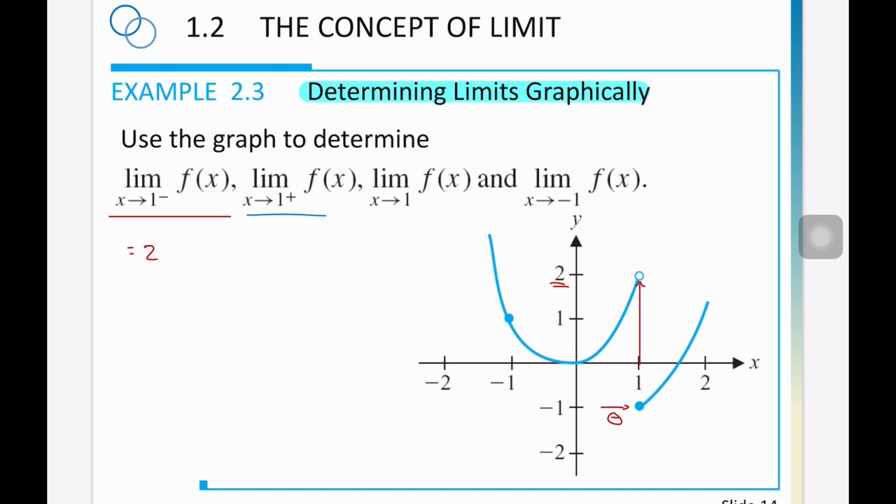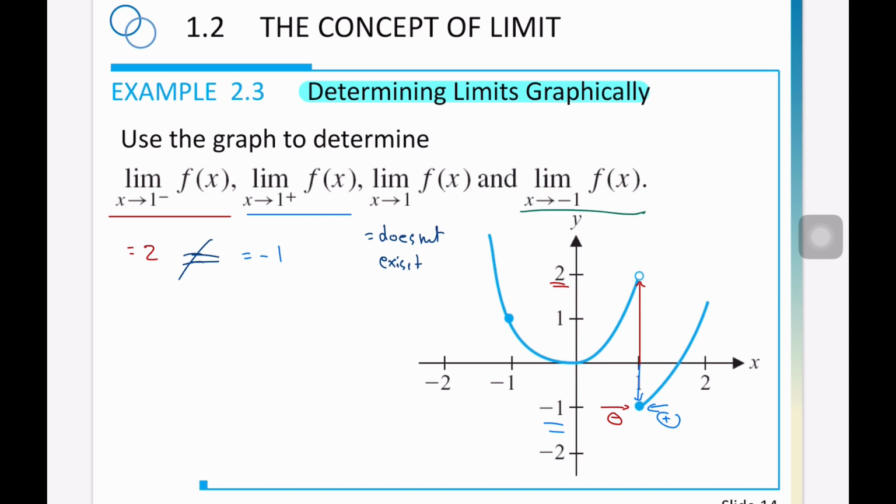Then the limit of f(x) as x is approaching 1 from the positive side, from here, we can see that the value of f(x) is approaching negative 1. So it's equal to negative 1. As a result, the limit of f(x) as x is approaching 1 doesn't exist, because they do exist from the positive and negative sides, but the second condition fails: they are not equal to each other. So the limit of f(x) as x is approaching 1 does not exist.